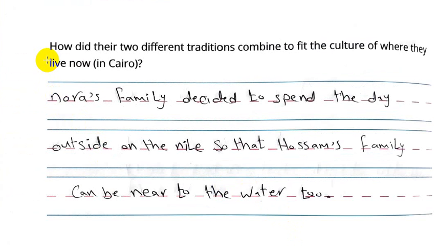Question number 3. How did their two different traditions combine to fit the culture of where they live now in Cairo? Excellent. Noor's family decided to spend the day outside on the Nile so that Hussam's family can be near the water too.